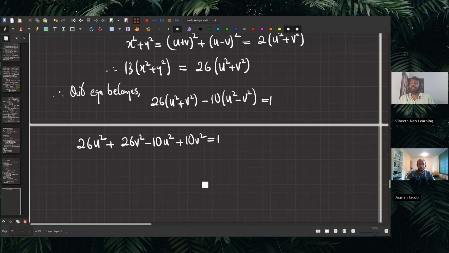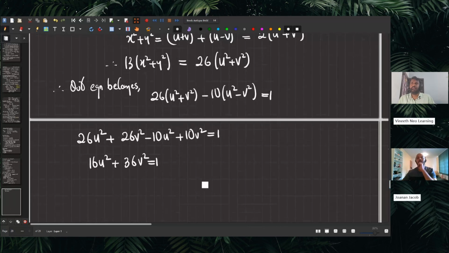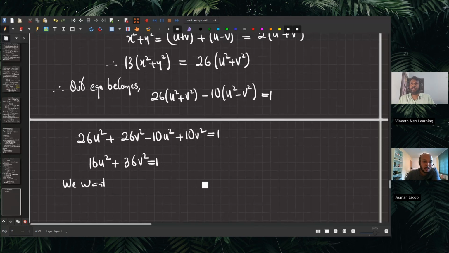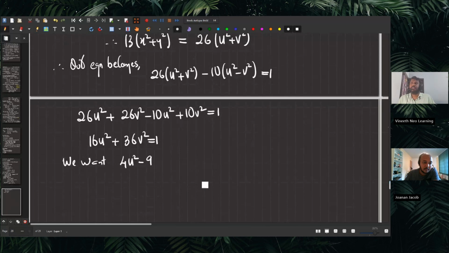So we can add the like terms, right? 26 minus 10 becomes 16 u squared, plus 36 v squared equals 1. What was the answer? 4 u squared plus 9 v squared equals 1.